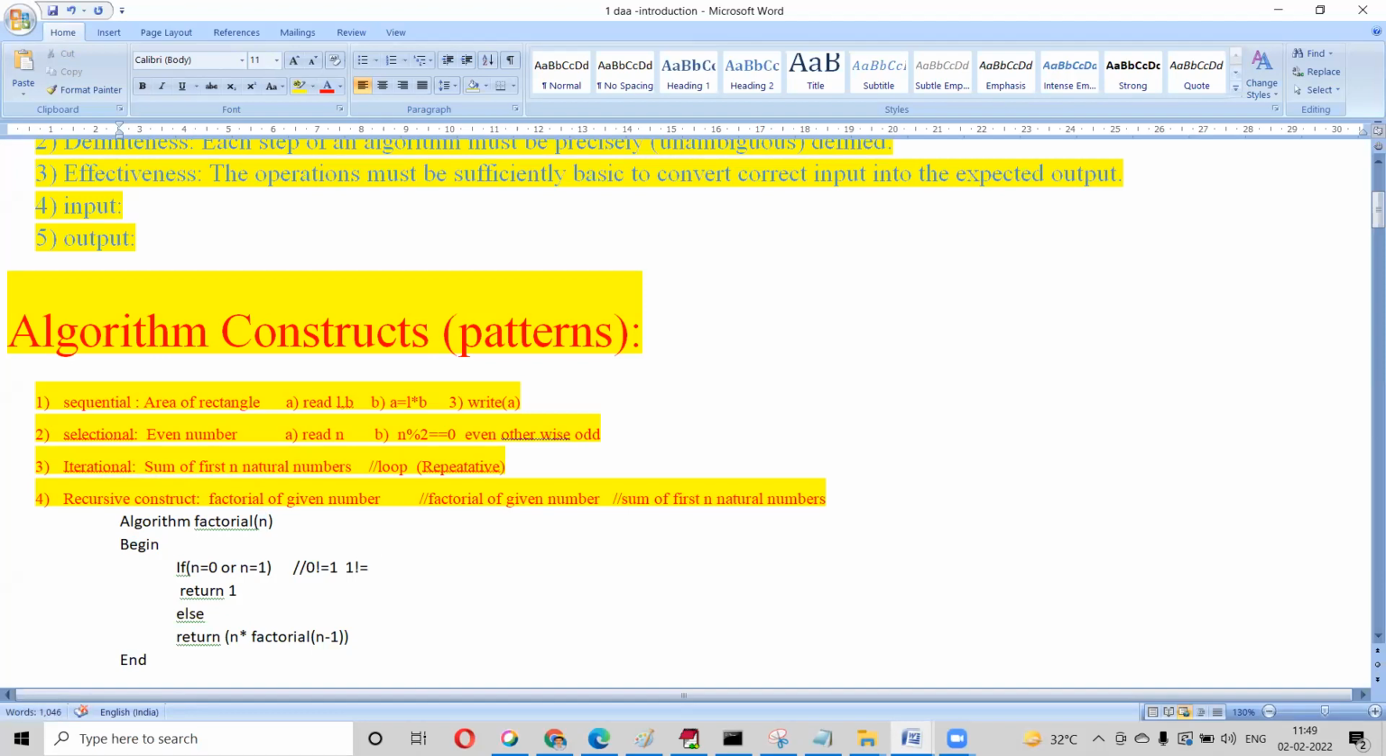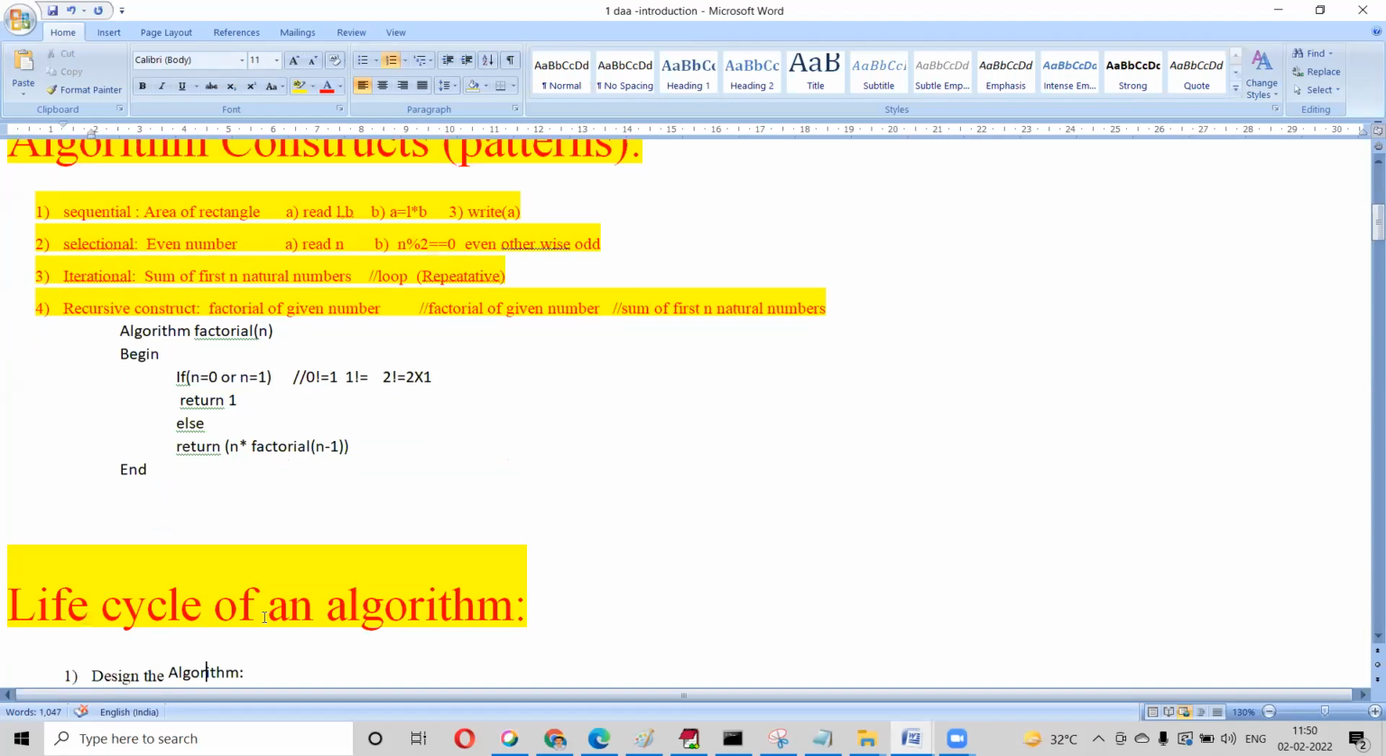Suppose we go for 2 factorial, 2 factorial is equal to 2 into 1. 3 factorial is equal to 3 into 2 into 1. Similarly, if the n value is 0 or 1, return 1, else n into factorial of n minus 1. So we are calling the function again from itself, so it is said to be recursive. So these are the four different algorithm patterns.